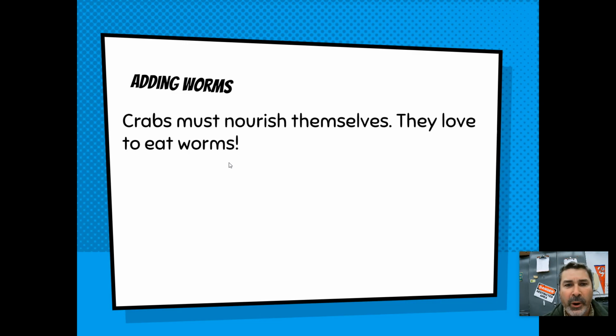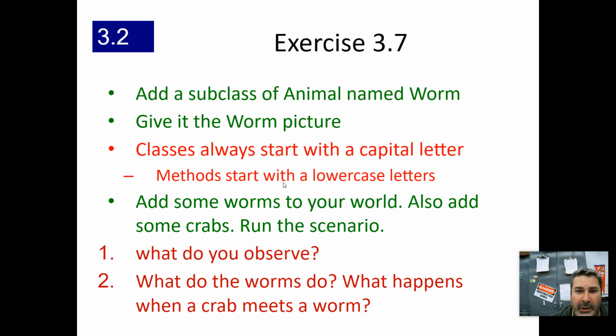All right, so the crabs are running around, bouncing off of walls, turning right and left, and they get tired and hungry. They must nourish themselves to keep doing that. And their favorite food is worms. They want to eat their worms, all right? So we're going to make that happen.